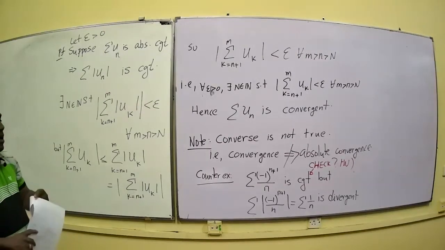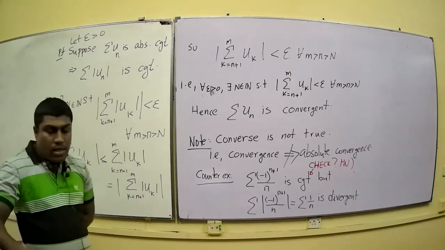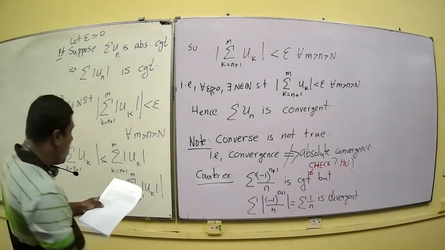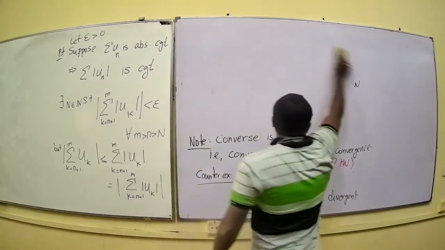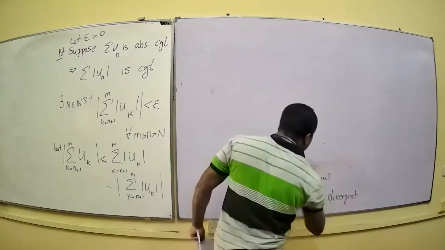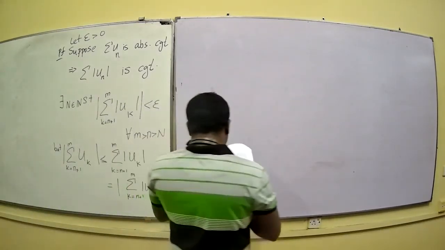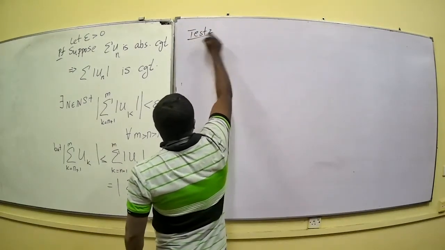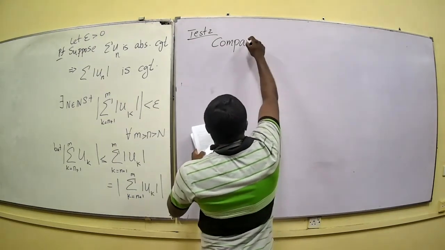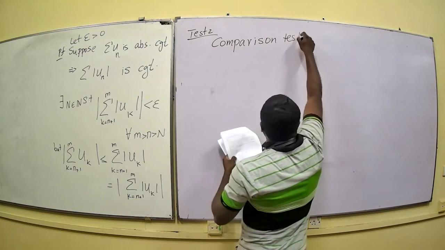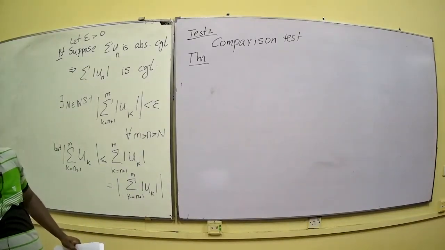Okay, so that's the first of the tests we are going to introduce in this section. The next test is called the comparison test. I will just mention the test, but we will prove it later. I will just write down the result only. The proof I will do in the next class. Test 2, we call it the comparison test. Again, I will write it as a theorem.